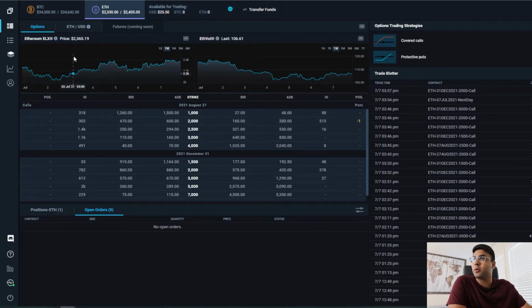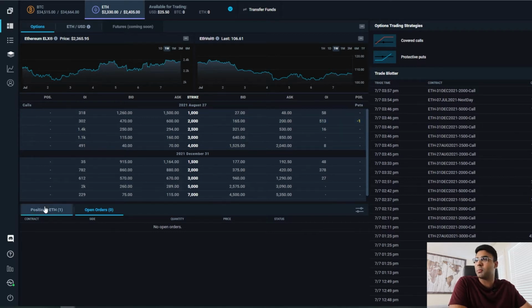So looking at it over here, you got the price of what Ethereum's trading at, as well as the volatility of Ethereum. And so here specifically, if you see, there's a -1 over here. And so this -1 is one contract that I sold to open in terms of a put at $2,000 and expiring on August 27th. So right here, the bid and the ask is 165 to 200.